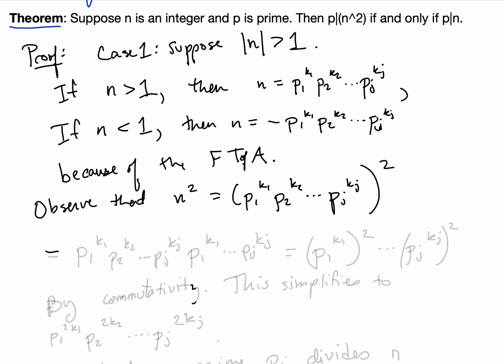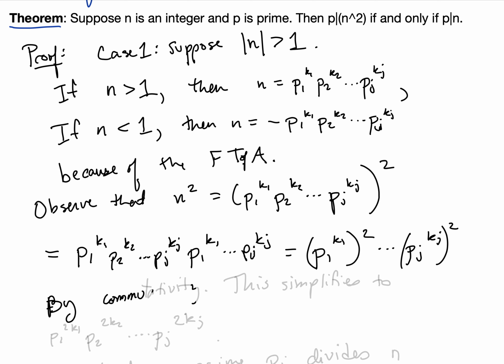And this is equal to p1 to the k1 times p2 to the k2 dot dot dot pj to the kj times itself, p1 to the k1 dot dot dot pj to the kj. And by commutativity, we could also write that as p1 to the k1 squared times pj to the kj squared. And that is also, we could say, by commutativity if we wished.